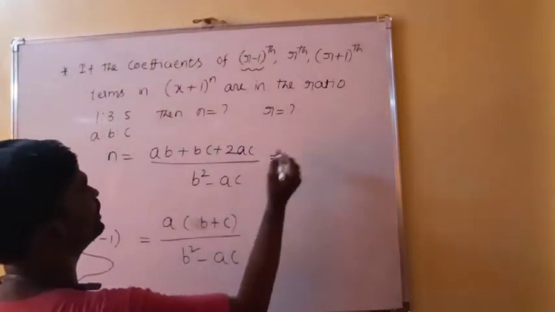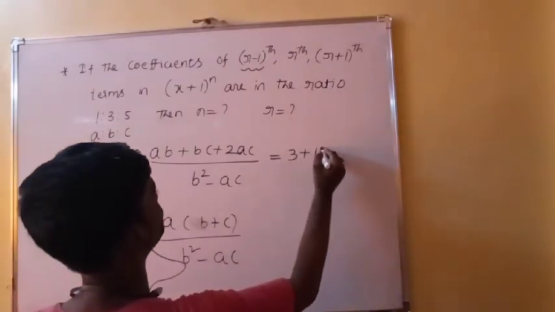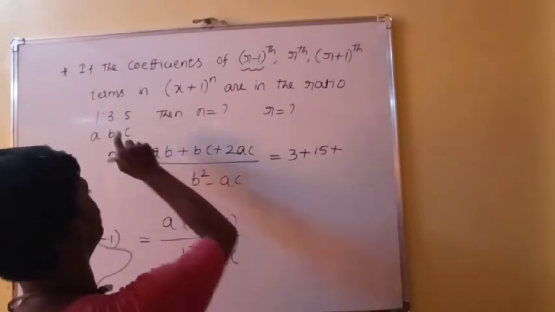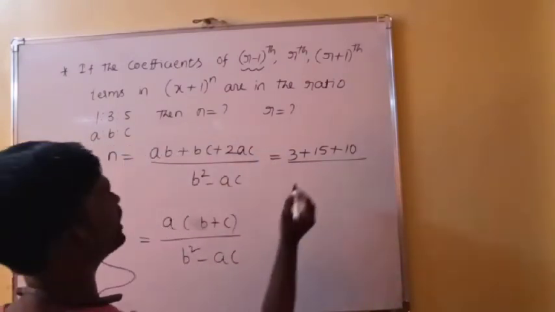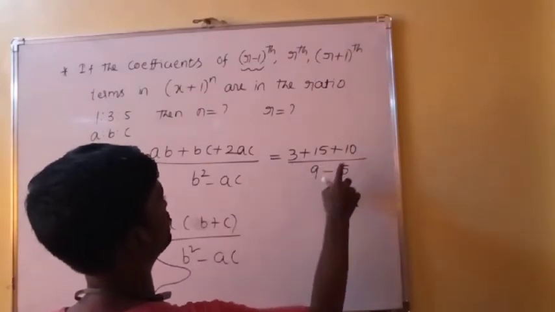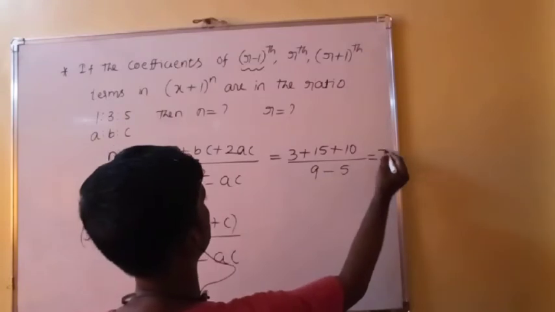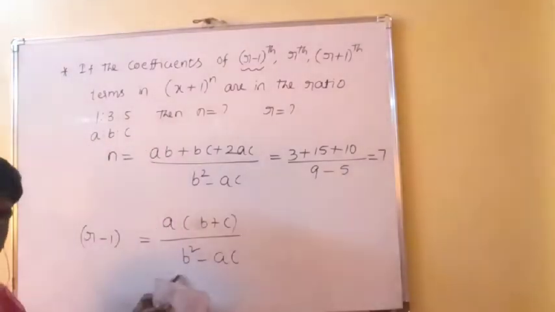So substitute here. AB is 3, BC is 15, 2AC, 2 fives are 10, divided by B square minus AC. B square is how much? 9, minus AC which is 5. So 18 plus 10, 28. 28 by 4 is 7. So thus the n value is 7. So this is the value for r minus 1, not r.